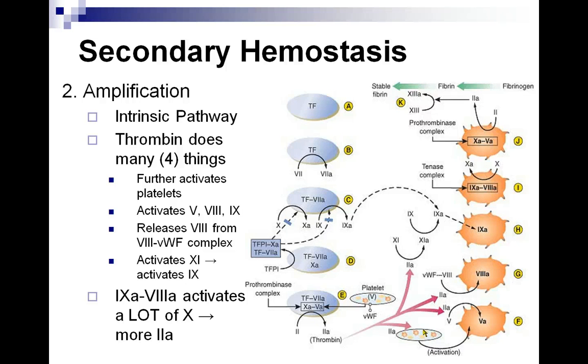Thrombin is able to release factor 8 from its factor 8 von Willebrand complex, and we'll talk about that again a little bit later. And it also activates factor 11, which in turn comes and activates factor 9. So thrombin really causes a burst. It's called a thrombin burst. Thrombin really makes this pathway explode with activity. And once we have factor 9A and factor 8A, that can activate a lot of factor 10, which leads to more factor 2A, and the system is really in high gear. This is the amplification step of secondary hemostasis.